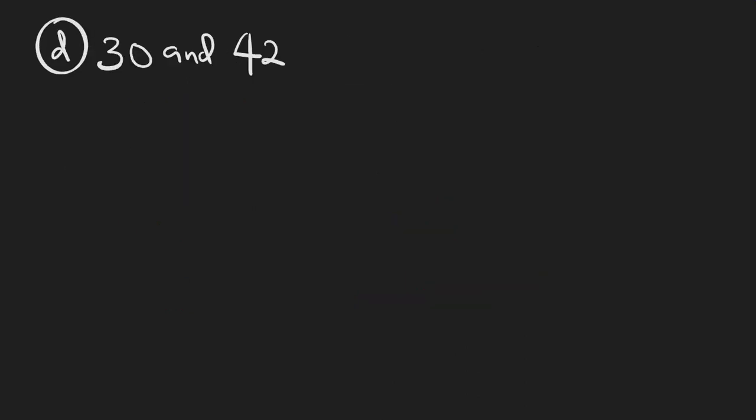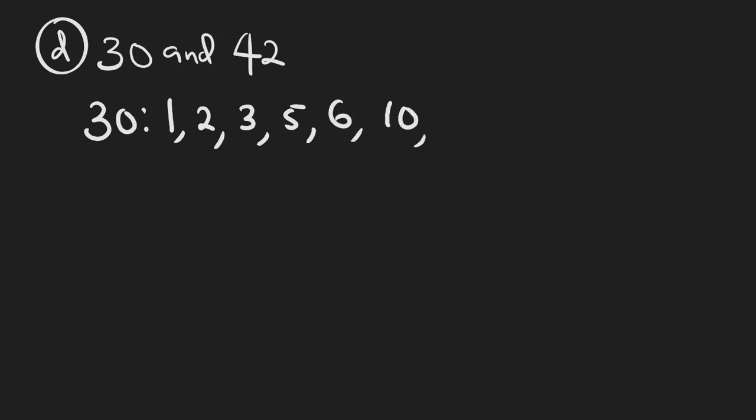Alright, the third set of numbers is 30 and 42. So 30, what are the factors of 30? We have 1, right? We have 2, we have 3. Why? Because 30 divided by 3 is 10, right? Then we have 5. 30 divided by 5 is what? Is 6. Is that not? Then we have 6. We have 10. We have 15. And we have 30.